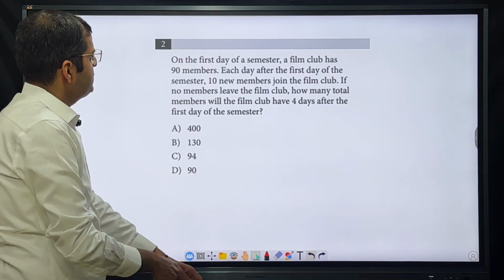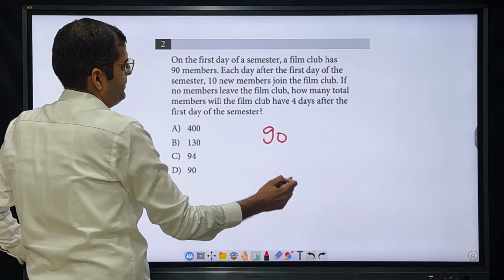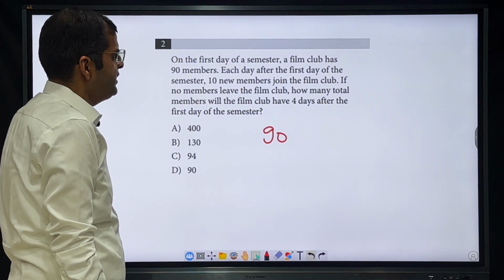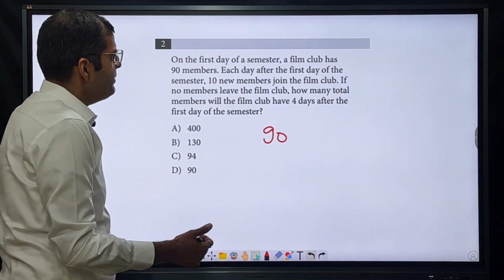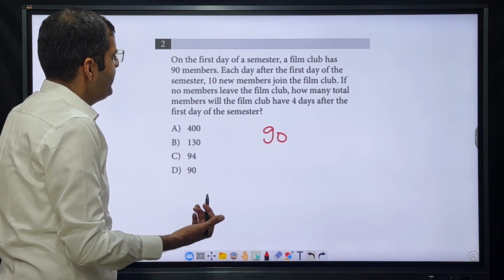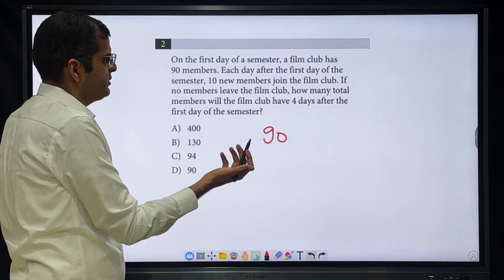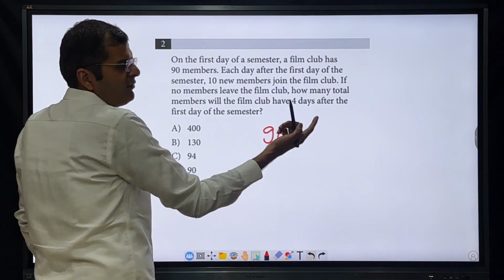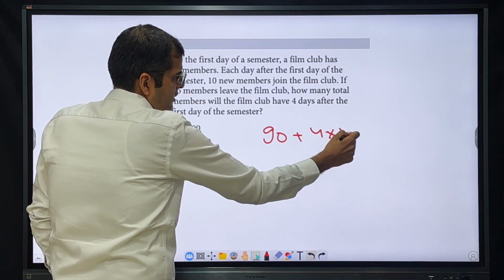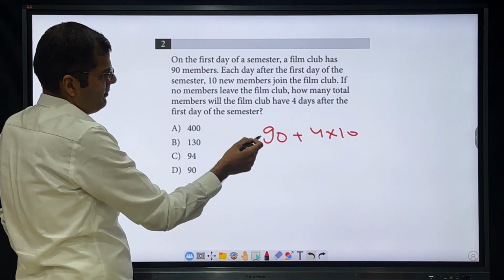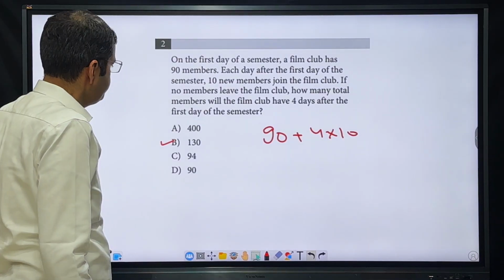Now the second question says, on the first day of a semester, a film club has 90 members. Each day after the first day of the semester, 10 new members join the film club. So every day 10 new members join. If no members leave the film club, how many total members will be there in the film club 4 days after the first day of semester? So every day 10 people join after the first day and there are 4 days after the first day. So 90 plus 4 times 10, that will be the total number of members in the film club. That is 90 plus 40, which is 130. Answer option B is correct here.